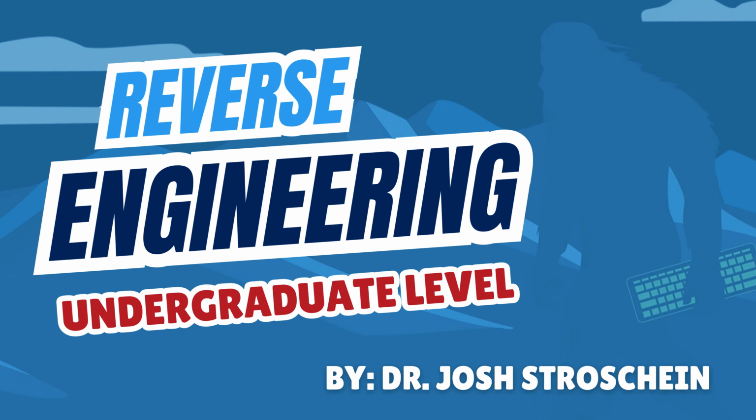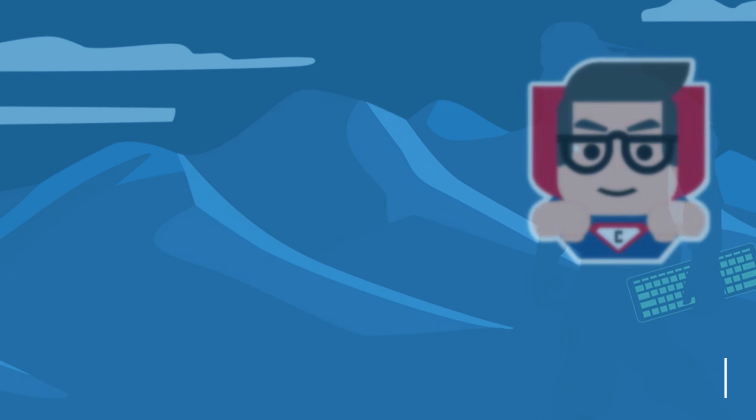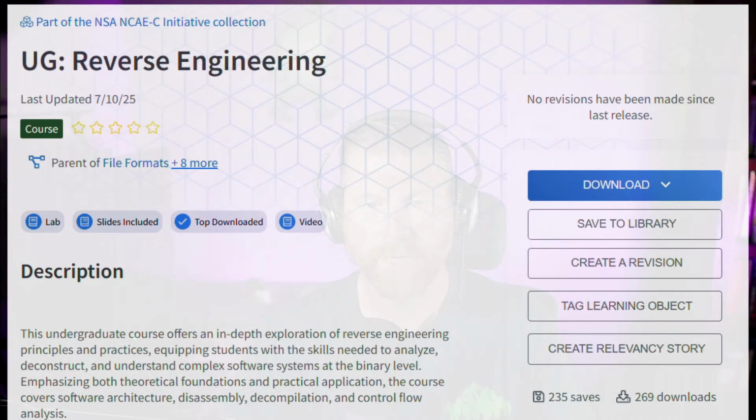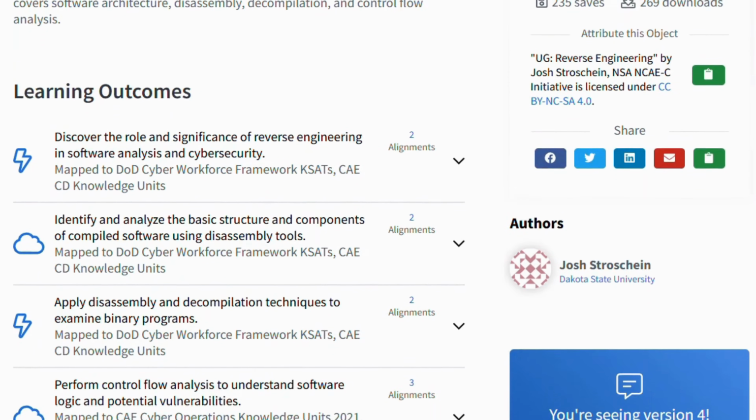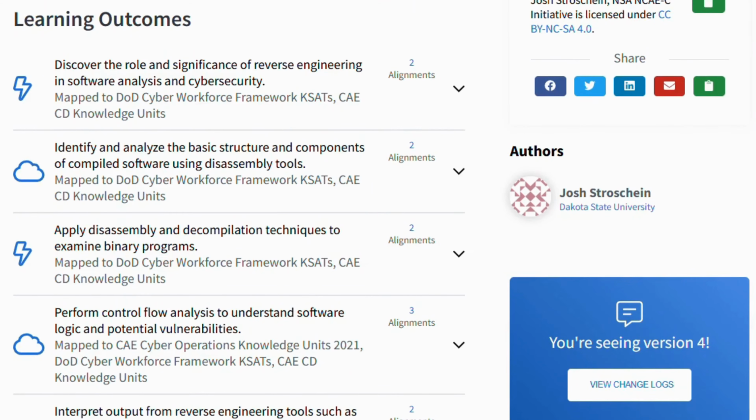Hi, everyone. The course I want to highlight here is called Undergraduate Reverse Engineering. This is for, of course, undergraduate students and undergraduate faculty, and the focus is on providing all of the baseline tools and concepts and techniques that are needed for learning and teaching reverse engineering.